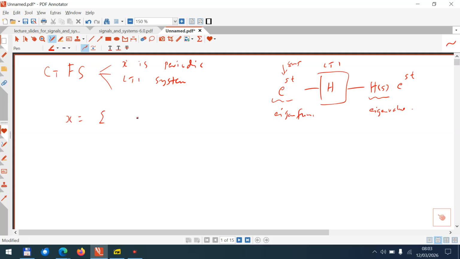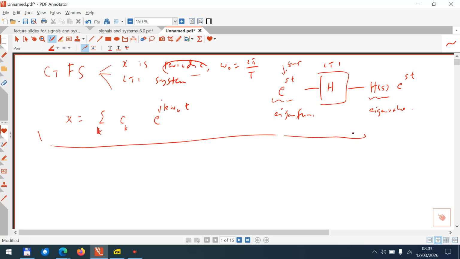This was the main idea, and this is why we wanted any signal X to be expressed as a linear combination. We can write c_k, and when I write k here, it means all possible integer values, and instead of s we chose e^{jkω₀t}. Because we need this X to be periodic, ω₀ was simply 2π divided by T. T was the period of that signal X, and you know how to compute these coefficients.